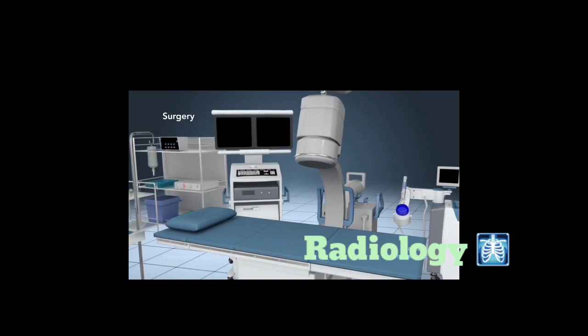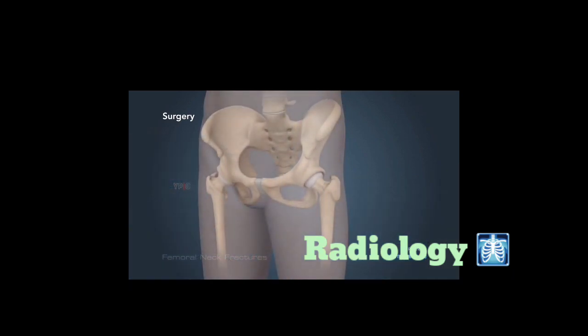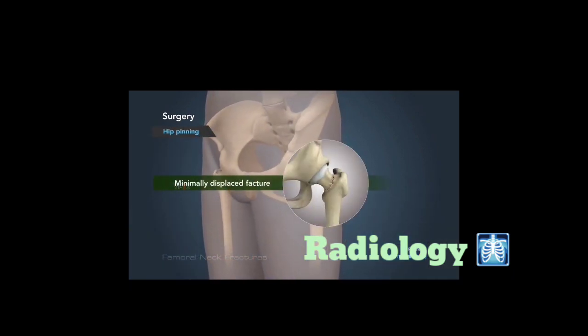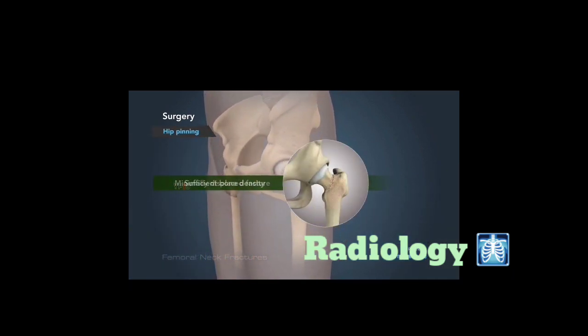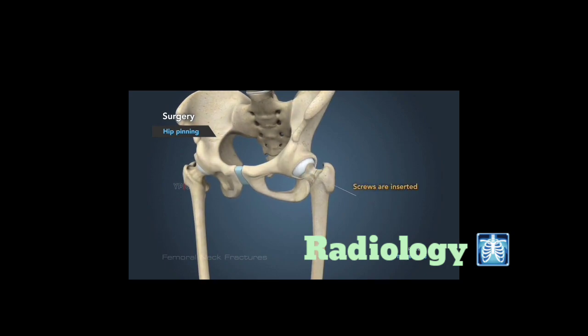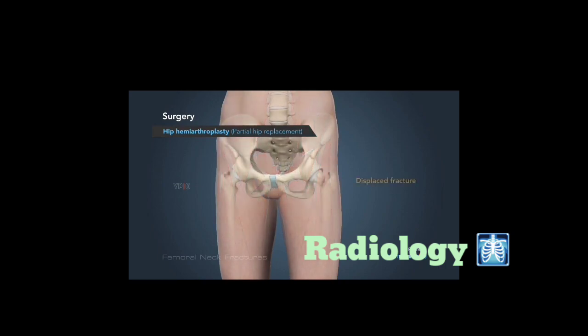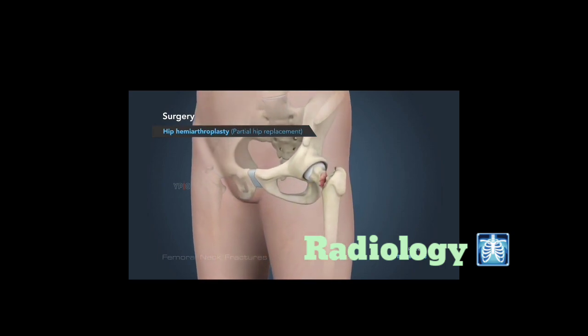Surgery for a femoral neck fracture is performed under general or spinal anesthesia. Hip pinning is recommended if your fracture is minimally displaced and you have sufficient bone density. Your surgeon will make a small incision on the outside of your thigh and insert several screws to stabilize the broken bones.